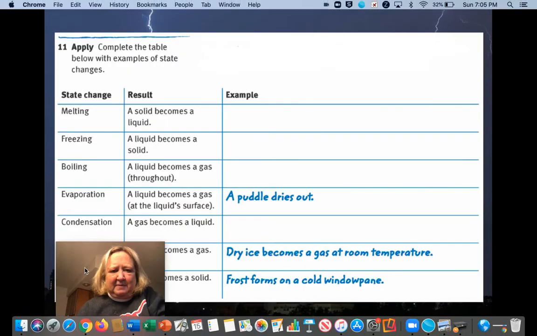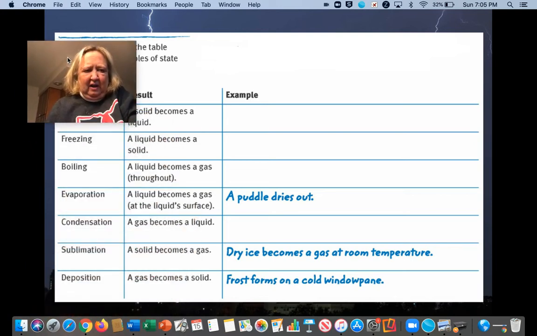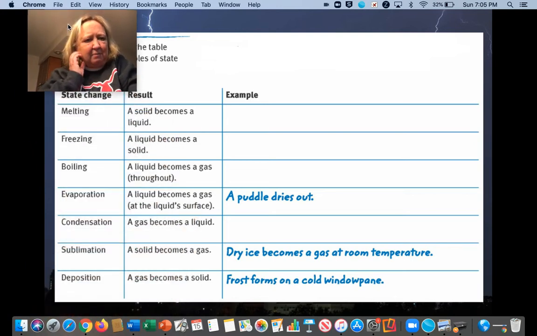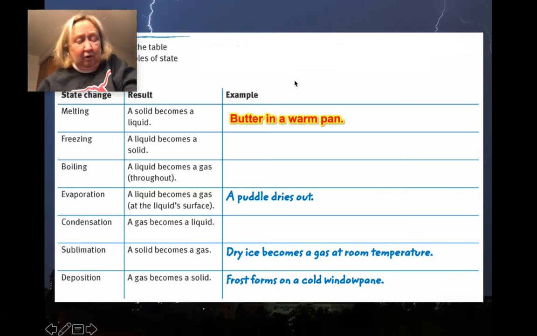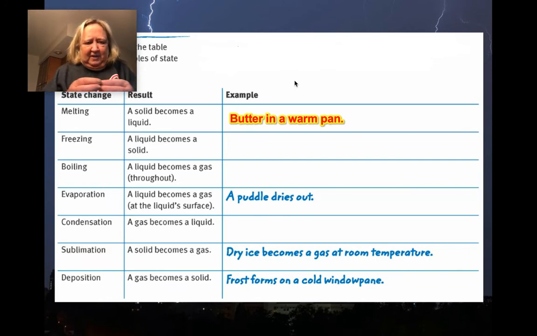All right, pay special attention to this chart because you are going to be completing one like it for your assignment today. All right, melting. We have a solid becoming a liquid. I think our best example would be an ice cube turning into water. And they said butter in a warm pan. So taking a piece of solid butter, warming it up in a skillet or a pan, and it melts.